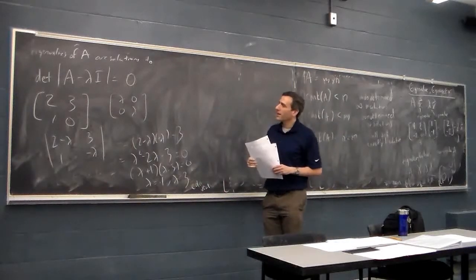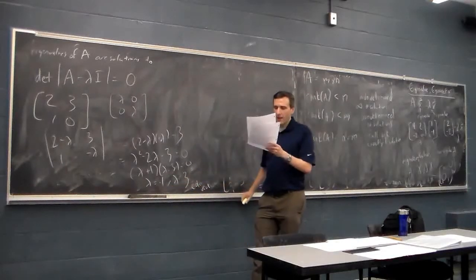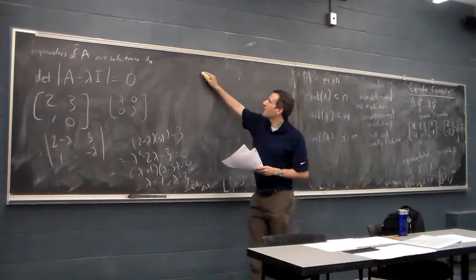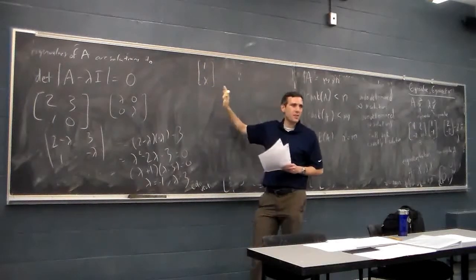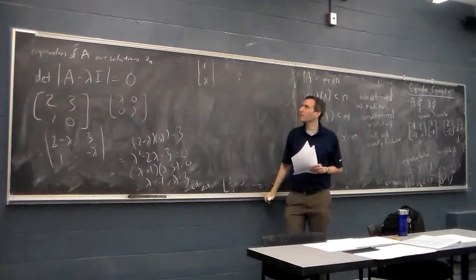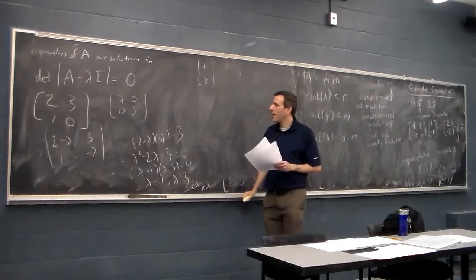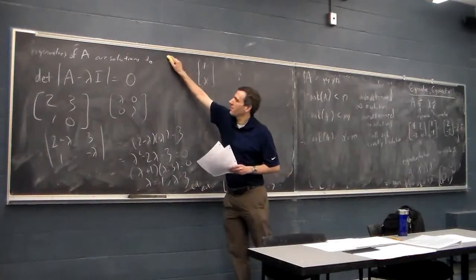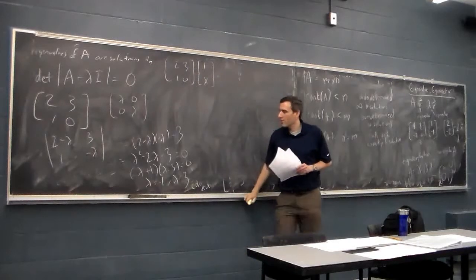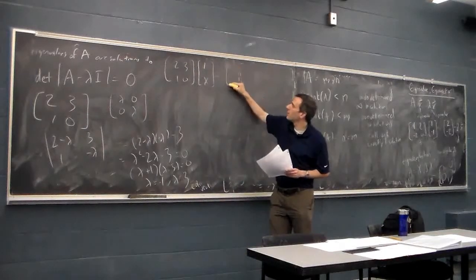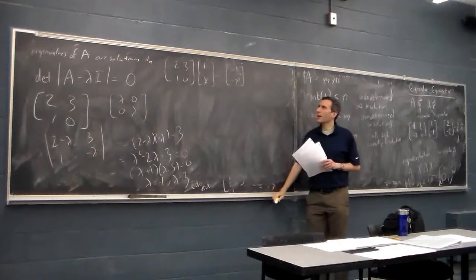So in particular, we can say that if we know that there is an eigenvalue of minus 1, then there must be some eigenvector of the form 1, x. It doesn't matter how you scale an eigenvector, it's still an eigenvector, so we can just fix one value to 1. And then we can say that [2, 3; 1, 0] times [1; x] must be equal to minus 1 times [1; x], and then we can try to solve for x.